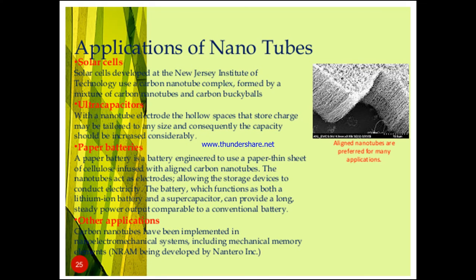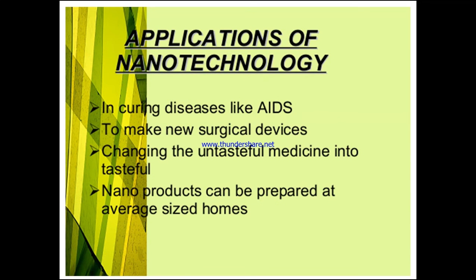Application of nanotubes. Solar cells were developed at the New Jersey Institute of Technology using a carbon nanotube complex formed by a mixture of carbon nanotubes and carbon buckyballs. So solar cells have been manufactured. Ultracapacitors, transistors, paper batteries, and other applications like nano electromechanical systems or micro electromechanical systems also use nanotubes.